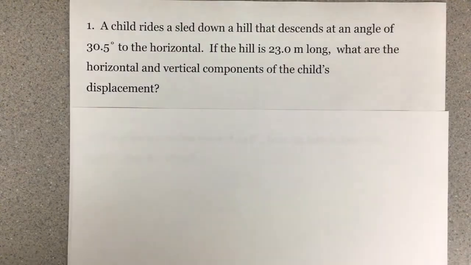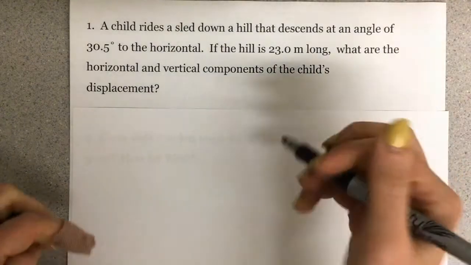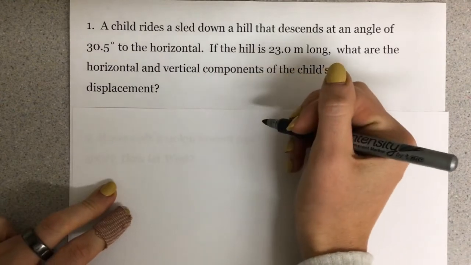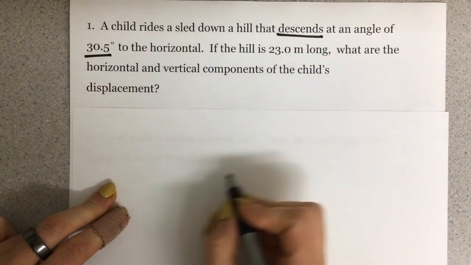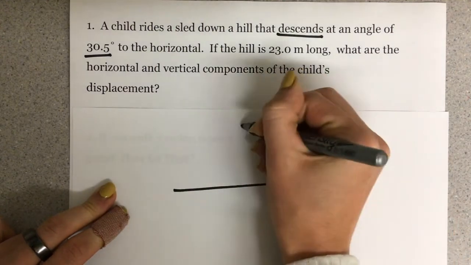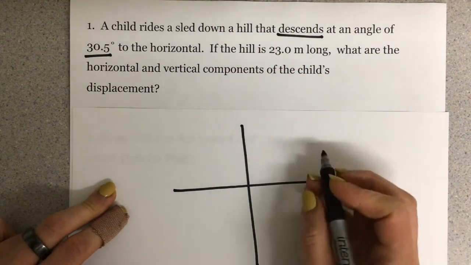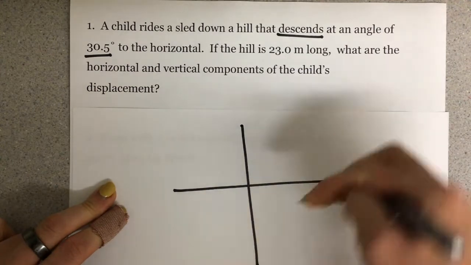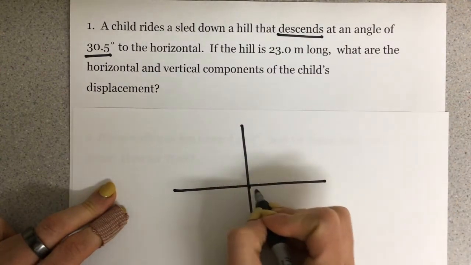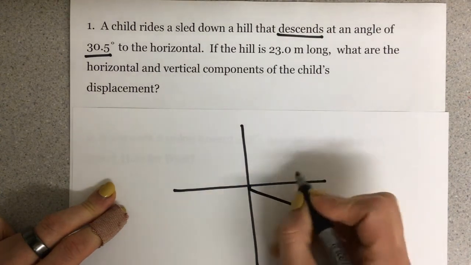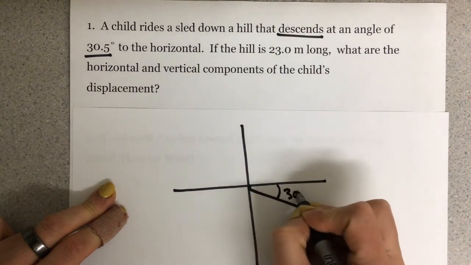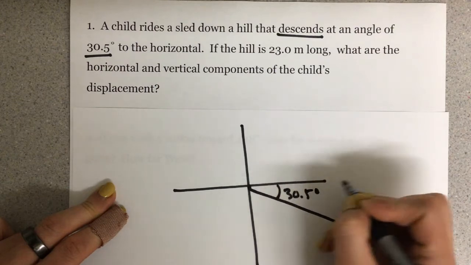Alright guys, let's go ahead and do number 1 together. It says a child rides a sled that descends at an angle of 30.5 degrees to the horizontal. So if I draw my compass rose, that is super crooked, it's descending, which means it's going down this direction, down. We start here in the middle, it's descending at 30.5 to the horizontal. The horizontal is right here, so it's descending 30.5 degrees to the horizontal.